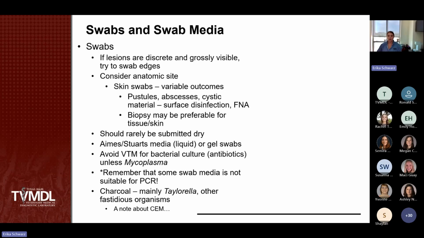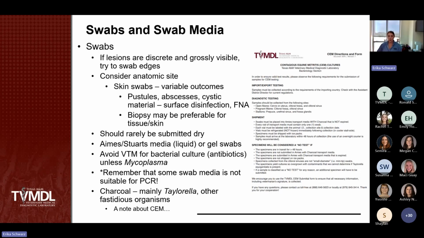And then I just want to make a quick note about CEM testing. CEM is contagious equine metritis. We receive these samples for regulatory culture testing. There are a lot of things that need to be included in these submissions. So we have some guidance on our website that goes through what needs to be included on paperwork, what needs to be included on the individual swabs.